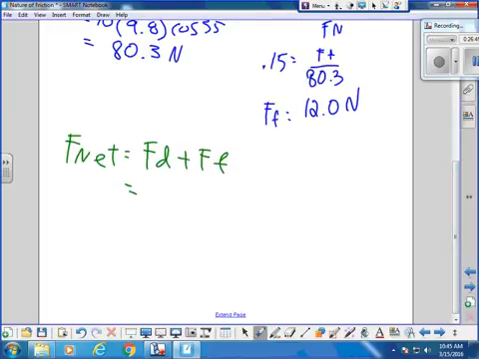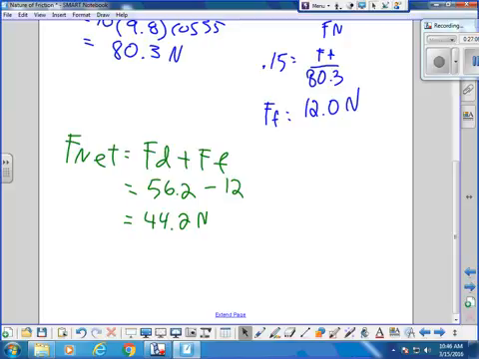56.2. Hold that thought. 46. 44.2 newtons, right? Okay. So that's the net force down the ramp.